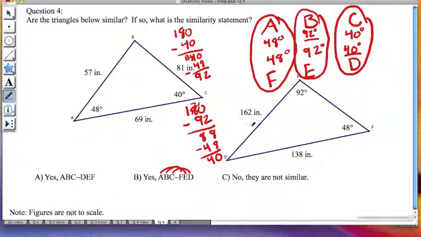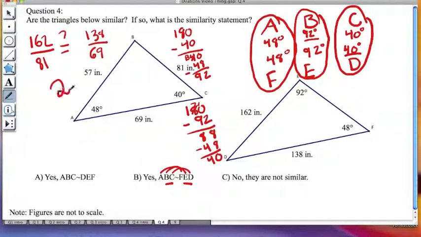And we have side DE, which is going to correspond with side BC. So 162 over 81, and we need to figure out if that is the same as side DF, which is 138 over side CA, which is 69. And it turns out that it works perfectly because it's a dilation factor of 2. So B is the correct answer.